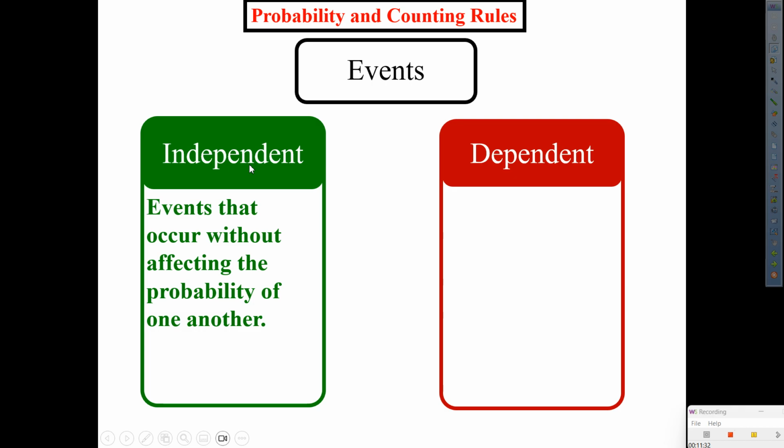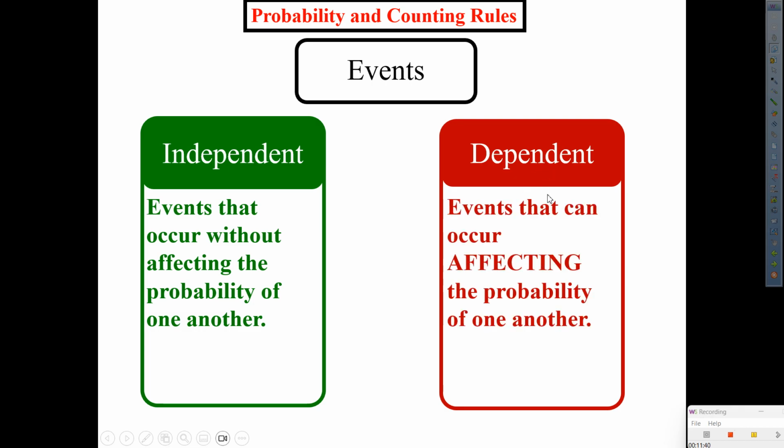Anyways, write this down. Independent events are events that occur without affecting the probability of one another. And obviously, with the story that I gave you, dependent events affect the probability of one another.